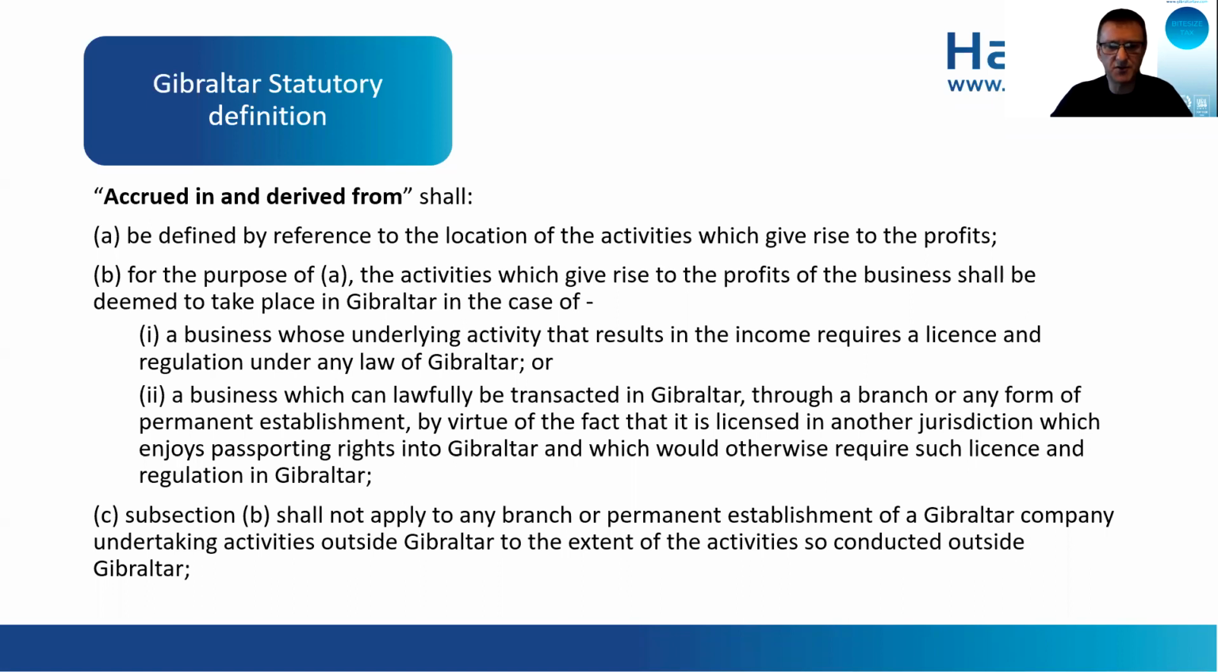B2 means a business transacted in Gibraltar through a branch or any form of permanent establishment by virtue of the fact that it is licensed in another jurisdiction which enjoys passporting rights into Gibraltar and which would otherwise require such a license and regulation in Gibraltar. So that is entities which trade into Gibraltar through branches, and again, the extended reference to passporting rights and regulation and license indicates that B1 is actually aimed at such things as financial services licensing rather than a general business license regime. C is a carve out for Gibraltar entities which are passporting out. So we have A, general definition, B, a deeming provision, C, a carve out from the deeming provision.